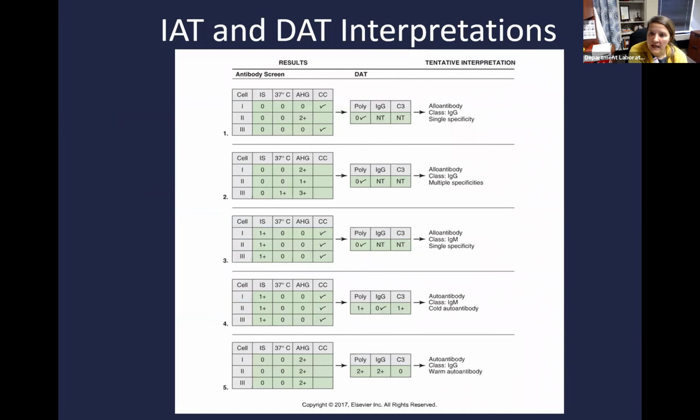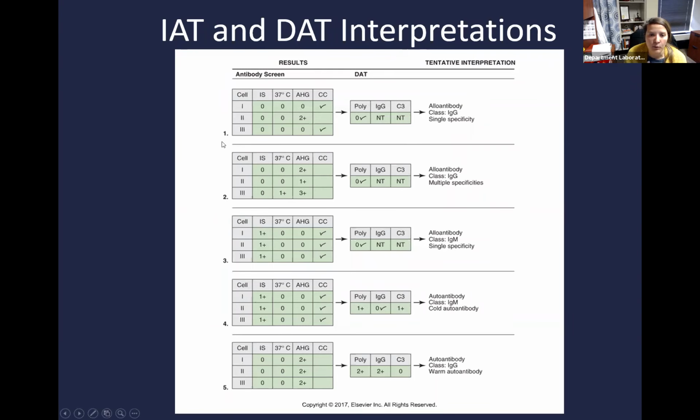All right, so this is the last slide, and I wanted you guys to be able to interpret DATs. And so let's take a look. I took this chart from your textbook. Let's take a look at each of these scenarios, looking at the IAT and then the expected DAT.